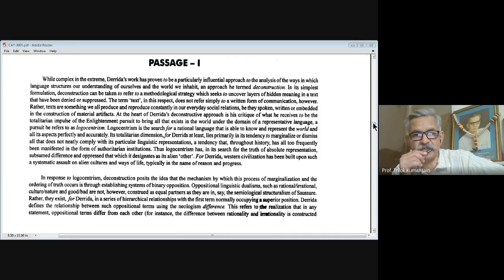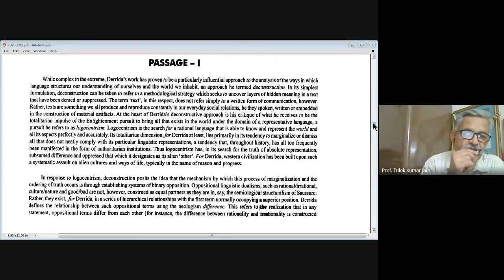The term text in this respect does not refer simply to a written form of communication. Rather, texts are something we all produce and reproduce constantly in our everyday social relations, be that spoken, written, or embedded in the construction of material artifacts. At the heart of Derrida's deconstructive approach is his critique of what he perceives to be the totalitarian impulse of an enlightenment pursuit to bring all that exists in the world under the domain of a representative language, a pursuit he refers to as logocentrism. You remember there was a question on logocentrism, so read it very carefully, you will get the answer.